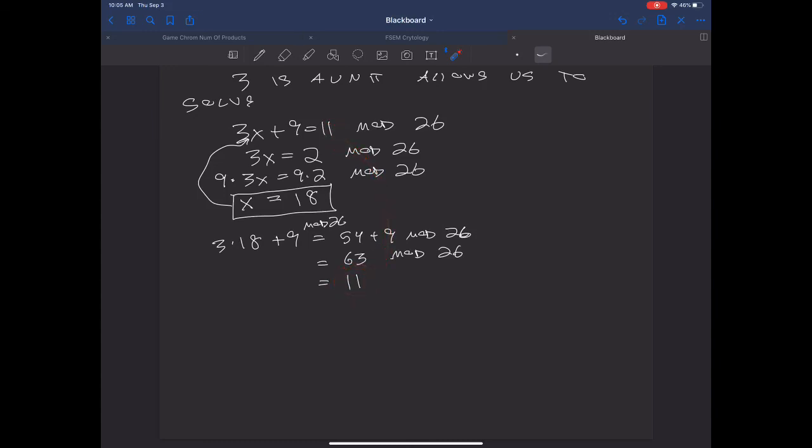And so the fact that we have units allows us to solve algebraic equations. And that's going to be something that we use later on. All right, so next we're going to talk about a different type of cipher that uses multiplication. And so this is going to start to be useful.